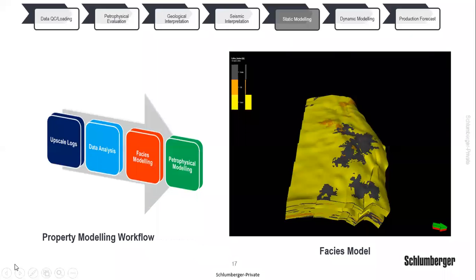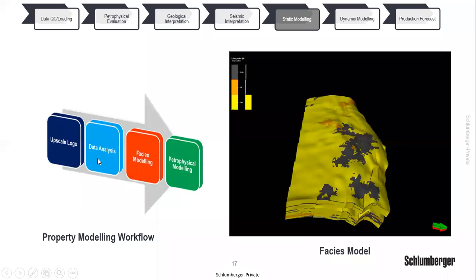So to do that, we need to upscale our logs. Why do we need to upscale our logs? Both your horizon and your fault are products of your seismic, and the seismic and the logs don't have the same resolution, right? So you need to upscale your logs to meet the resolution of your seismic, so that you can match one to another. After doing that, you're able to populate.